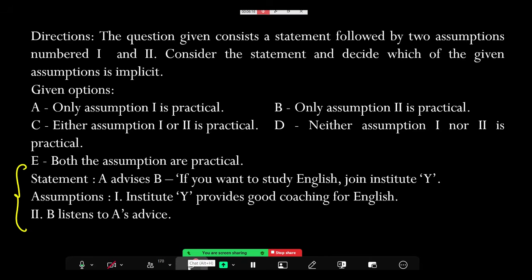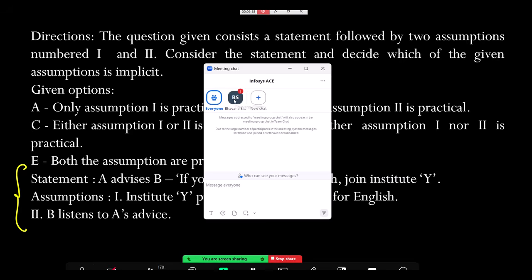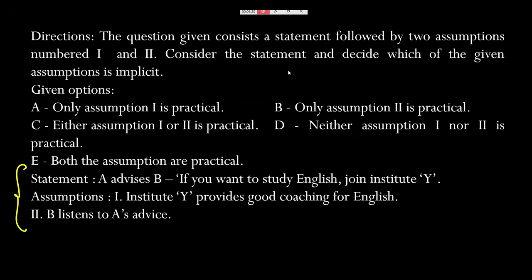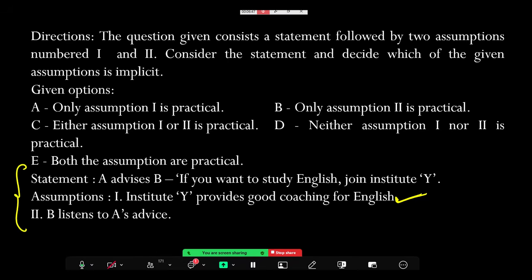So, what assumptions are correct here? C means either one or two. Is it so? Here C means either one or two. Your options are there. A advises B to join Institute Y for studying English. So Institute Y provides good coaching. Yes, the first assumption is correct, positive. If A is a good person, he'll refer a good institute only, right? So the first one is correct. Next, the second one: B listens to A's advice.